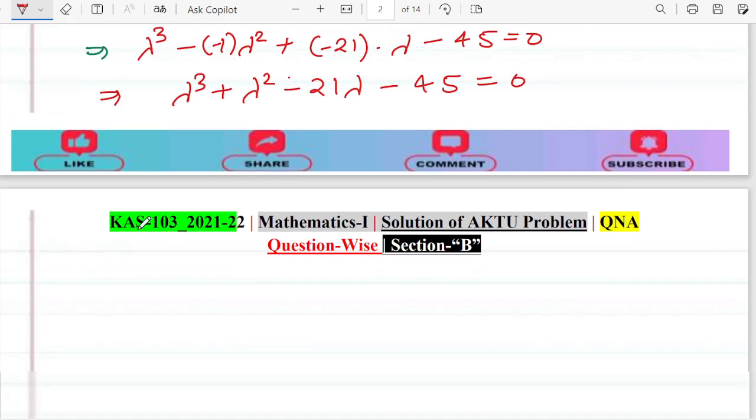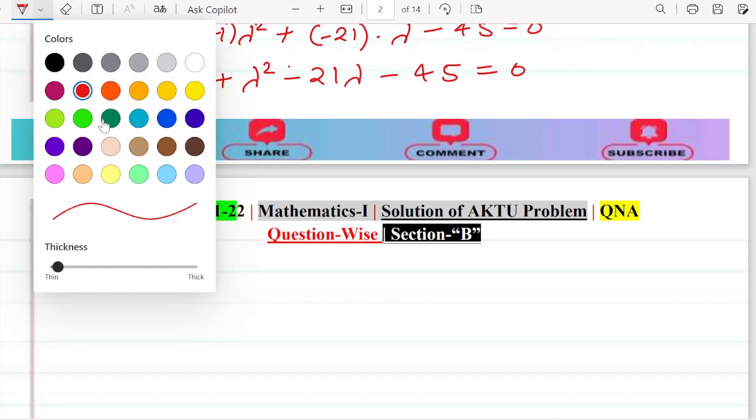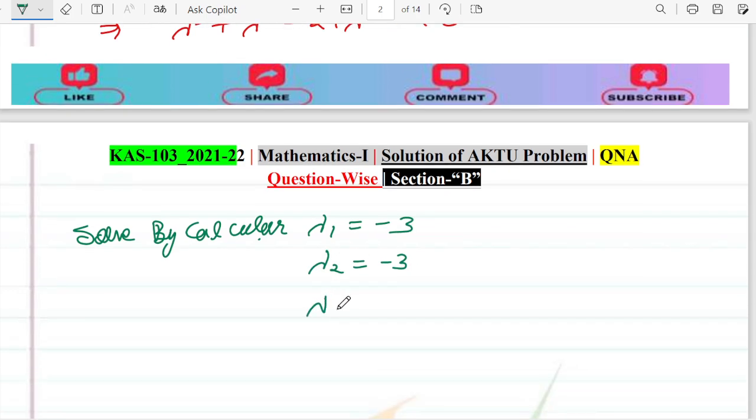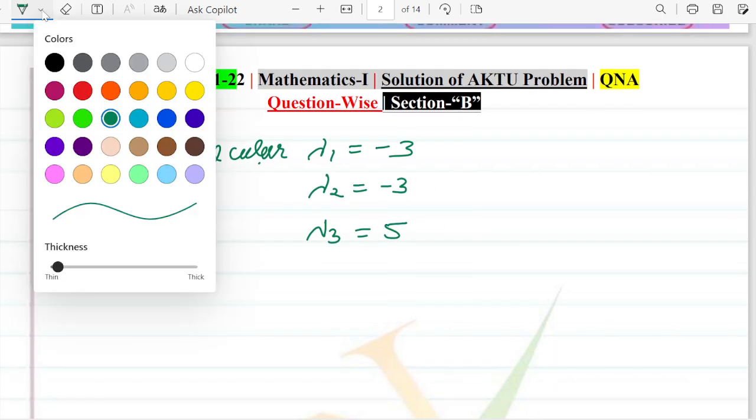चलिए solving by calculator. Solve by calculator. Lambda 1 is equal to minus 3, lambda 2 is equal to minus 3 and lambda 3 is equal to plus 5.